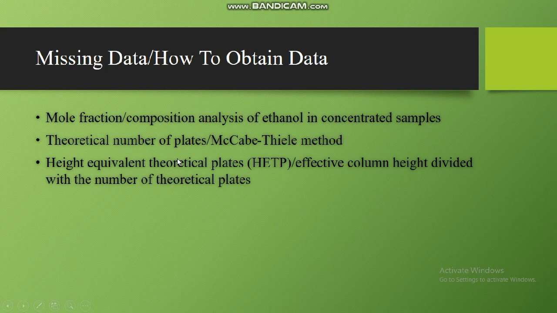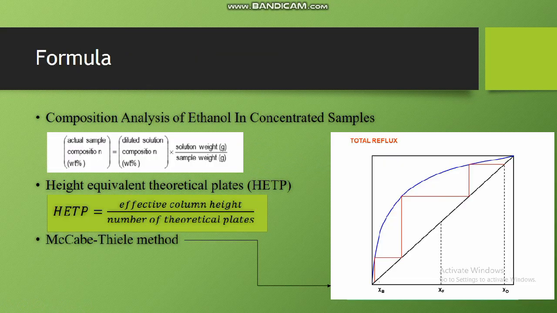Next, the theoretical number of plates can be obtained from the McCabe-Thiele method, which is a graph. Next is the height equivalent to a theoretical plate, HETP. We can obtain it from the formula: effective column height divided by the number of theoretical plates. So this is the formula we will use to calculate the missing data.